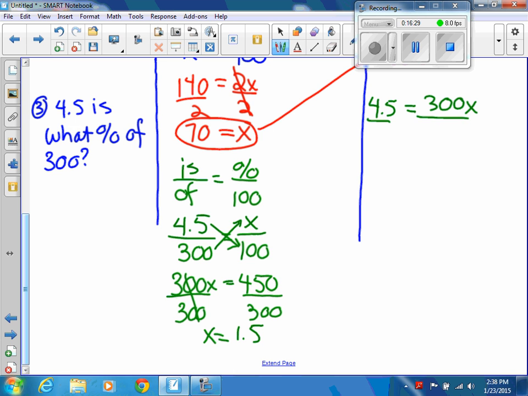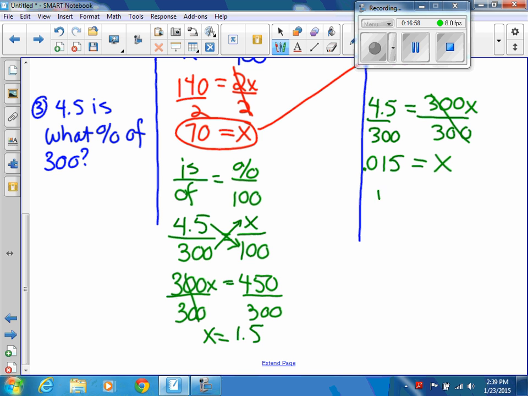And when I divide both sides by 300, okay, I get my x is equal to 0.015. This, remember, is a decimal answer. I need to change decimals to a percent. So there is a little added step here.